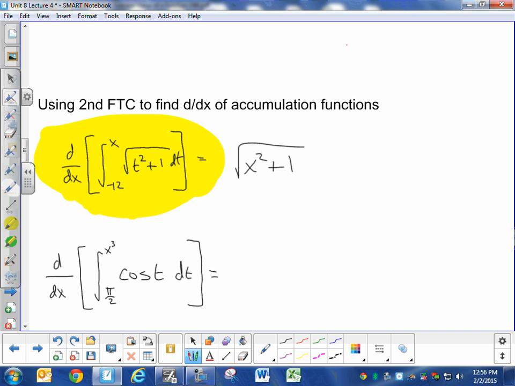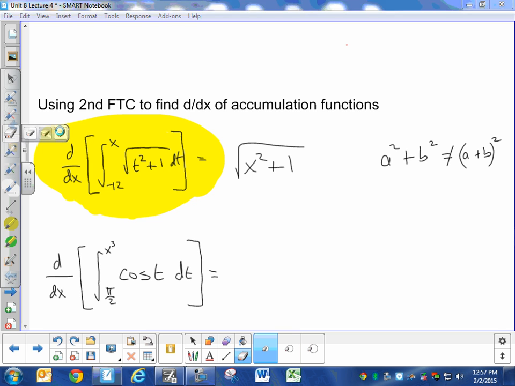No. Right? Because a squared plus b squared does not equal a plus b squared. But that's the answer. You don't even have to simplify it. So that's good.